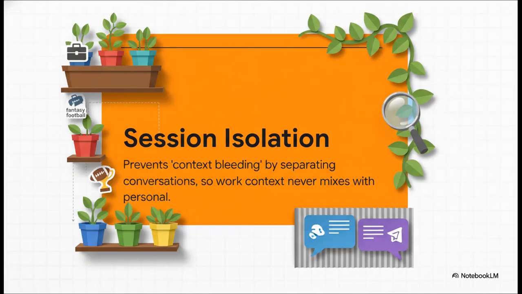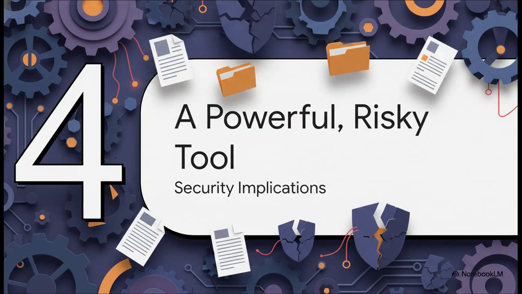Okay, but with all this memory, how does it keep everything organized? Well, that's where session isolation comes in. A good gardener knows you don't plant all your vegetables in the same exact plot. OpenClaw automatically uses separate pots for different conversations, especially for group chats. This means the context from your work project in Slack will never, ever bleed into your fantasy football chat in Telegram.